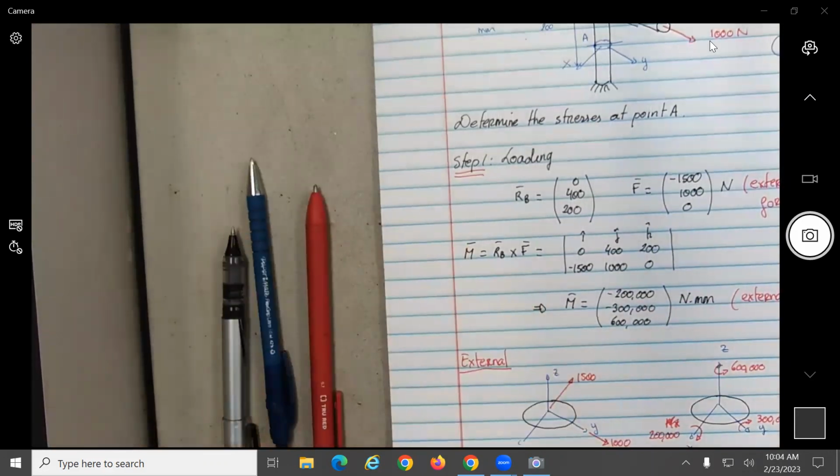This will be here. Next goes clockwise, and this will be the 200,000. So let me put here maybe 200,000. Maybe it might be easier. Clockwise, what about the Y? Again, it is negative, so we'll be going clockwise. What about the Z? Counterclockwise. 600,000.